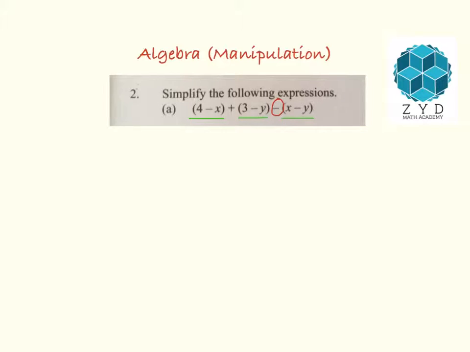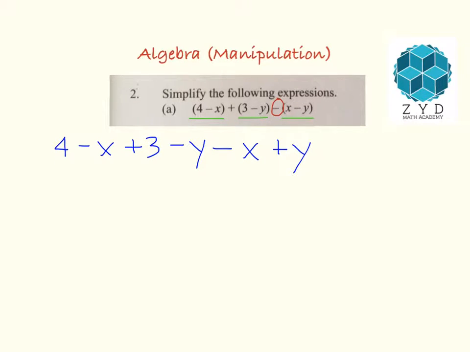Number one, we have to expand all the brackets, which will give us 4 minus x. When we open up the second bracket, a positive multiplied by a positive 3 is a positive 3. And then a positive multiplied by a negative y gives us a negative y. And then a negative multiplied by a positive 3 gives us a negative x, and a negative multiplied by a negative y gives us a positive y.